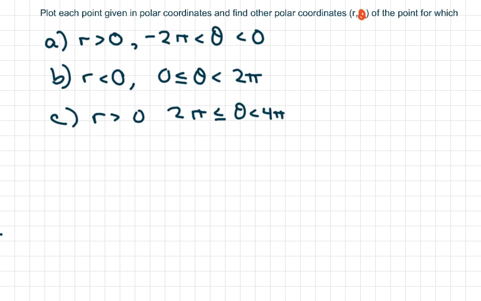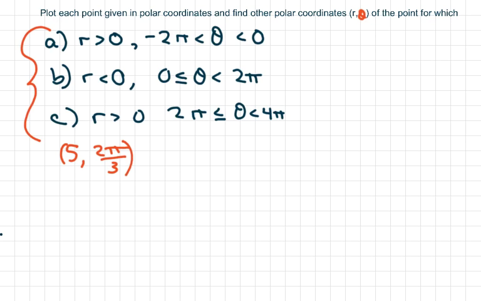Hi everyone. We're going to plot each point in polar coordinates and find other polar coordinates for which the plot will be the same, basically. And we're going to use these three strategies here. So the first one we're going to do is (5, 2π/3).